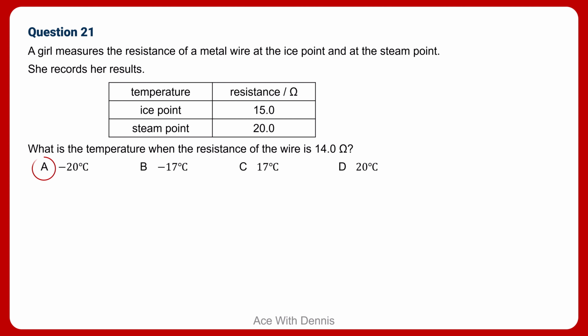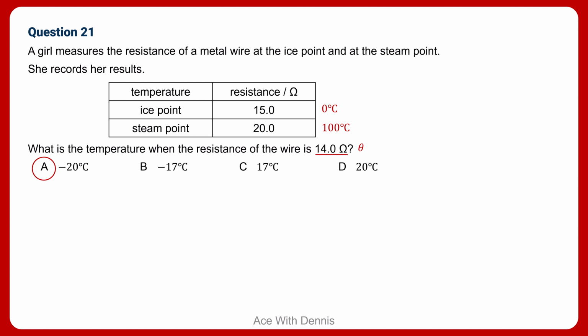The answer is A. Negative 20 degrees Celsius. From the record in this table, the ice point temperature is 0 degrees Celsius. The steam point temperature is 100 degrees Celsius. So we want to find the temperature at 14 ohms. Let's label this temperature as theta.